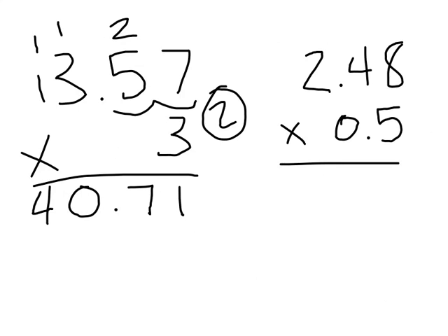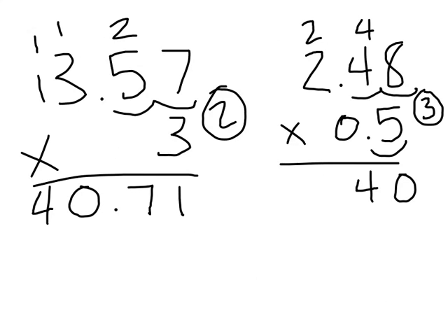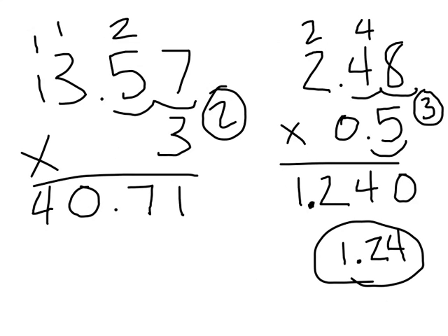Let's see how you did. There are 1, 2, 3 numbers behind the decimal. Hundredths times tenths makes thousandths. Now I can multiply like normal. 5 times 8 is 40. 5 times 4 is 20, plus 4 more is 24. 5 times 2 is 10, plus 2 more is 12. Now, I need to place 3 numbers behind the decimal. 1, 2, 3. So my answer is 1 and 240 thousandths, which is the same as 1 and 24 hundredths.